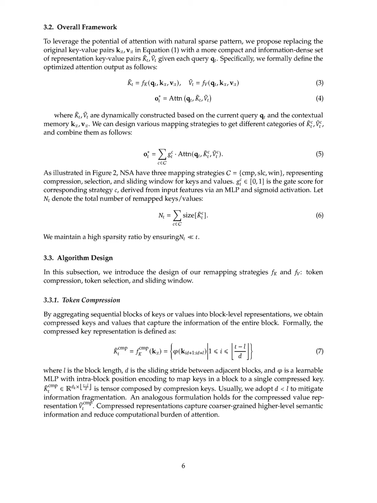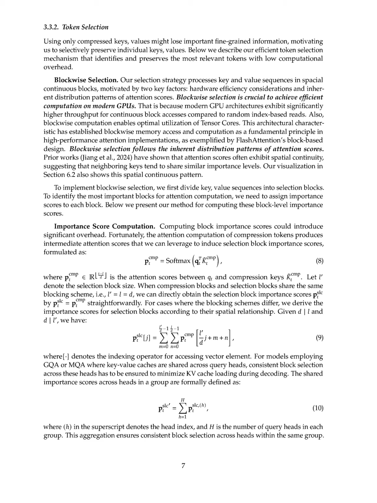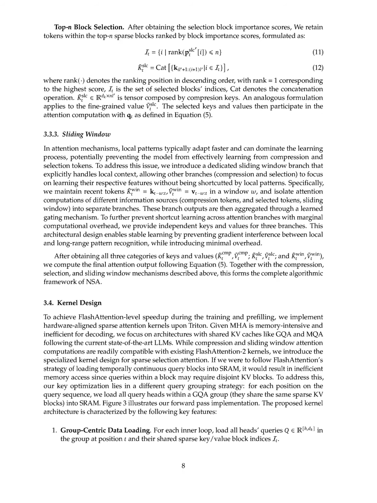The compressed tokens aggregate information from sequential blocks, reducing computational burden while capturing higher-level semantics. The selective retention mechanism identifies and preserves the most relevant tokens based on importance scores, ensuring that critical fine-grained information is not lost. Finally, the sliding window branch focuses on local context, allowing the model to effectively learn from recent tokens while maintaining a balance between global awareness and local precision, thus enabling stable learning and efficient attention computation across varying sequence lengths.